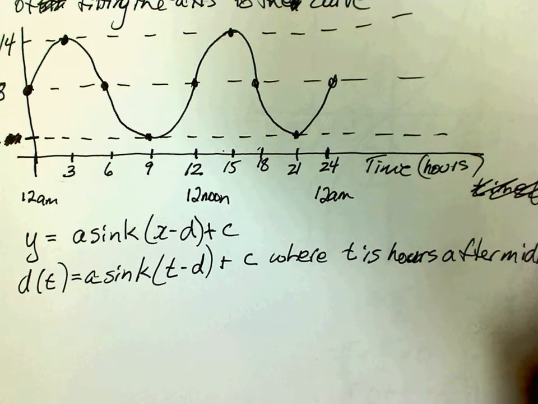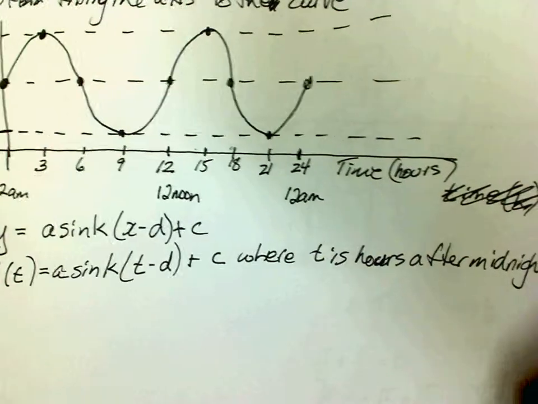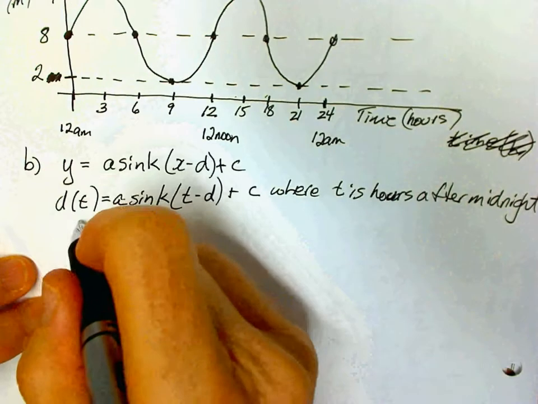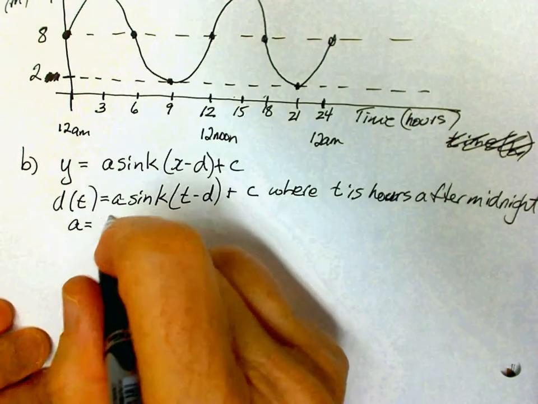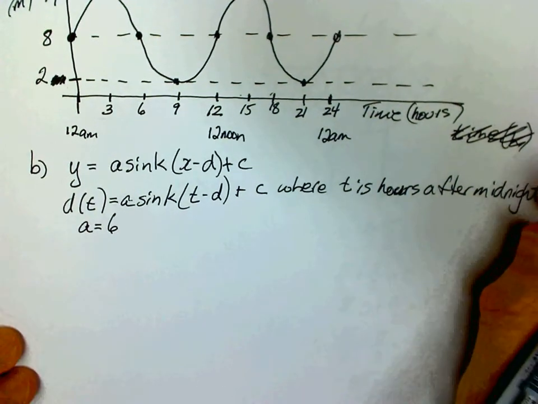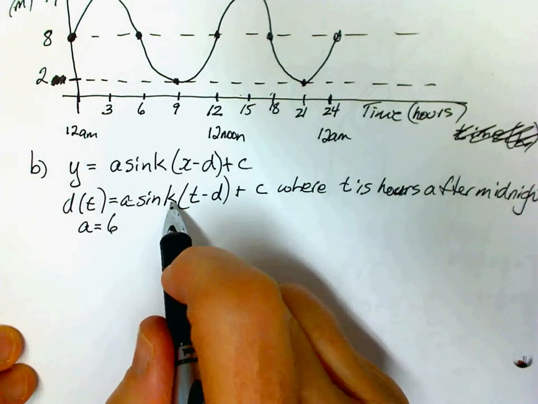Okay. Can anyone tell me what they think A is? What is A? Yeah, thank you. A equals 6. Okay. Now we have to figure out K. K's going to be different.